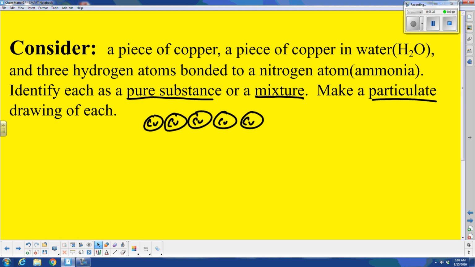And we'll just say we have 5 atoms of copper. Is that fixed? Is that unchanging? The answer to that is yes. So copper is going to be a pure substance.